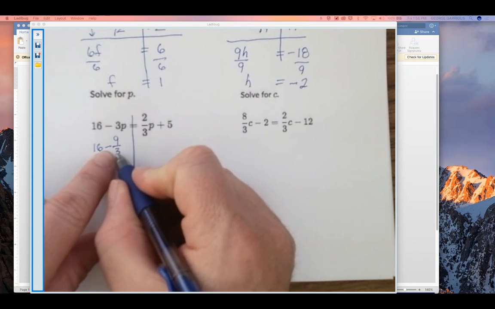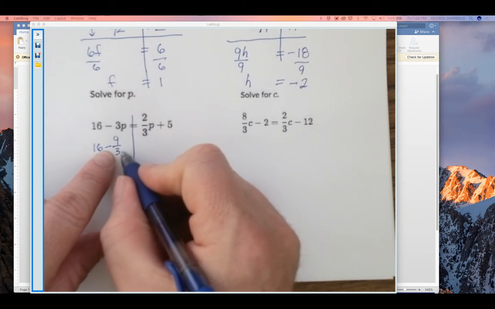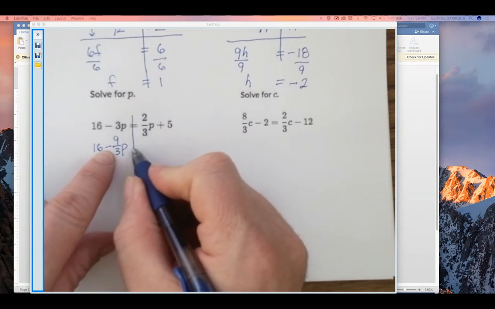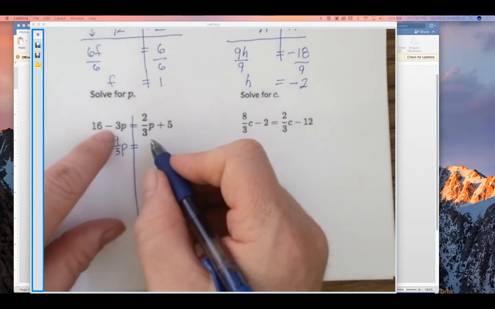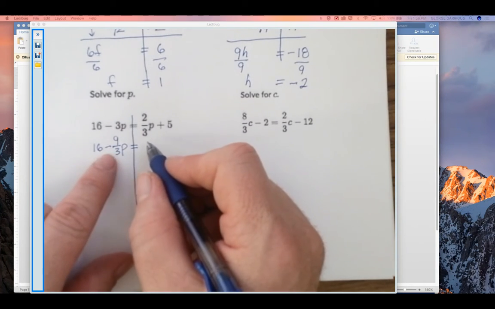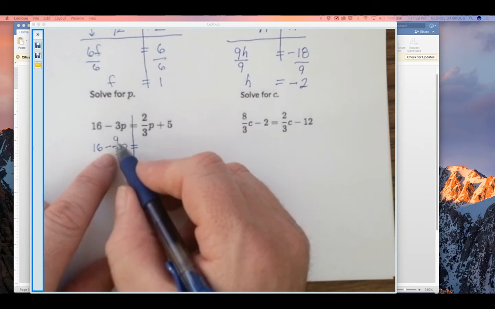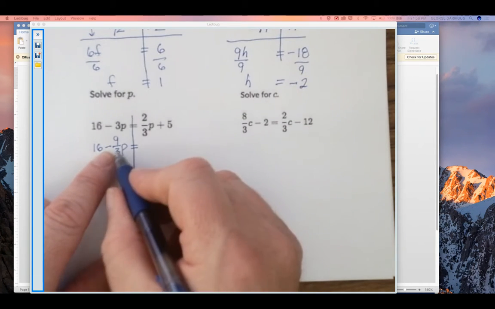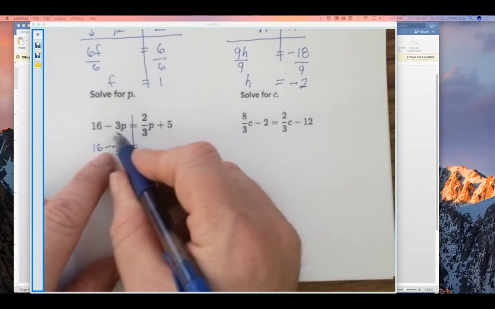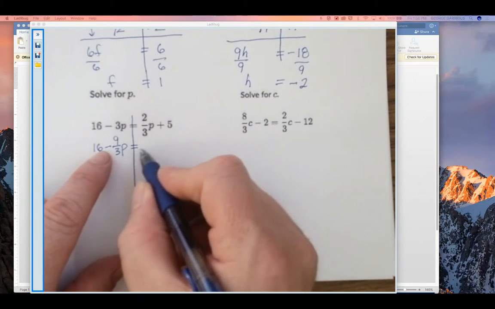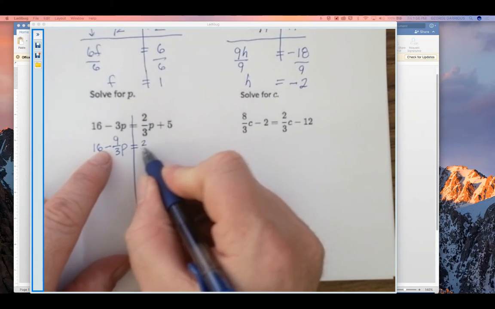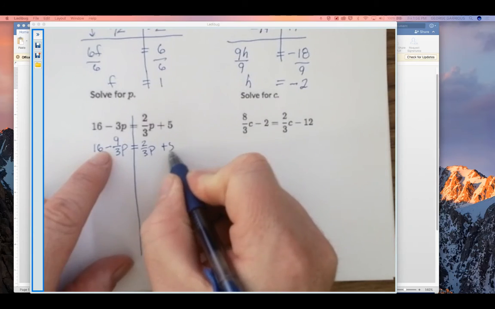That's 9 divided by 3 is 3. So that's the equivalent here of 3. We didn't change the number. 3 whole things, 9 thirds. It's just the 3 whole things are cut into thirds, so you have 9 pieces of those. 2/3 p plus 5. Okay.